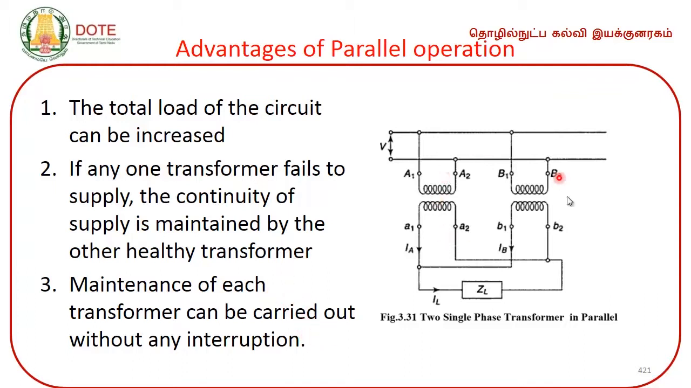So, here is a diagram showing the two single phase transformers which are connected in parallel. These two are the primaries and these two are the secondaries. Those secondaries are connected to form a parallel combination of these two transformers.